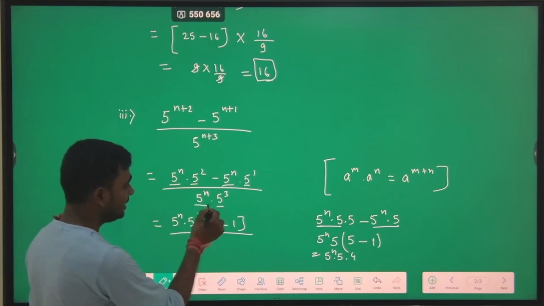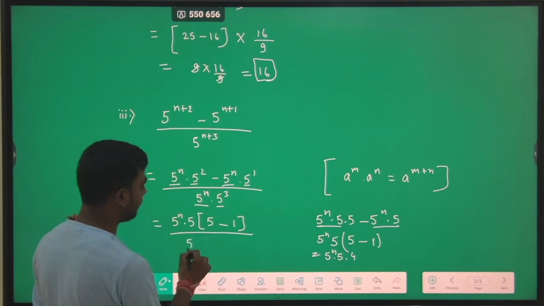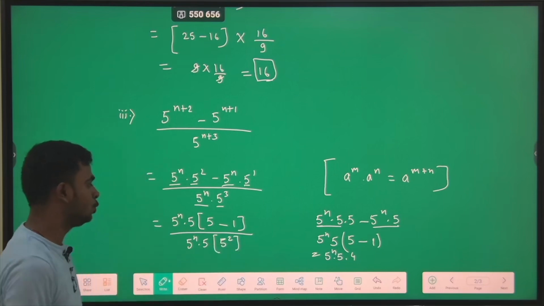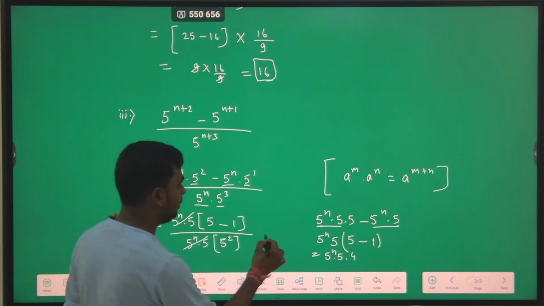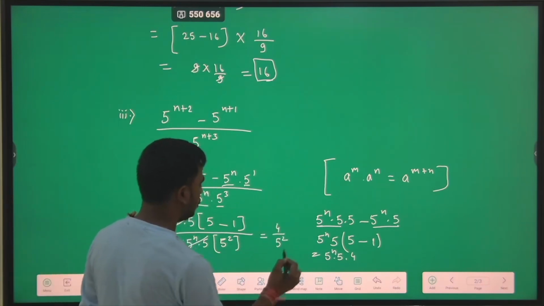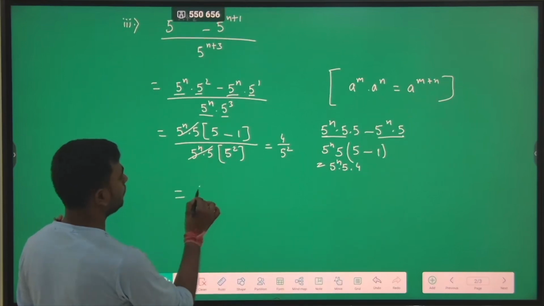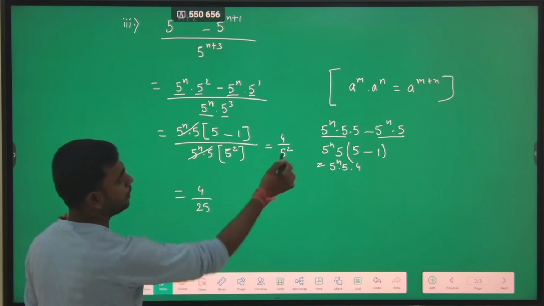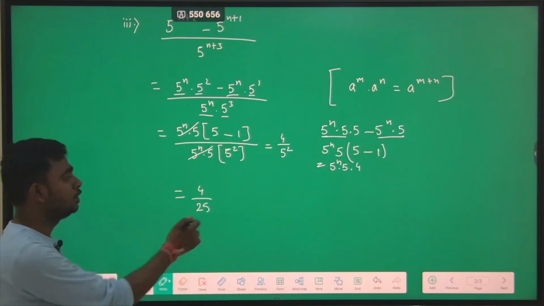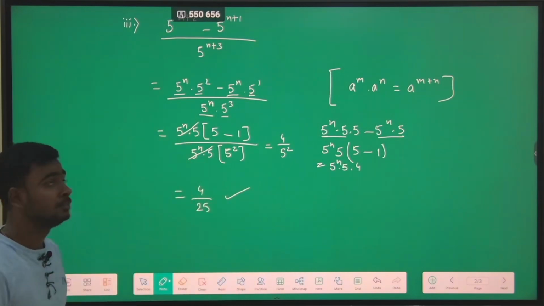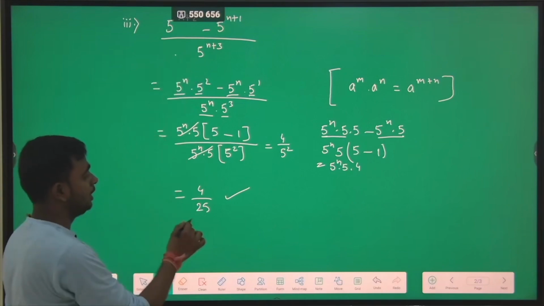Similarly from here also, if we are taking 5 to the power n into 5 as common, what we will get? We will get 5 to the power 2 as the other reference. So this 5 to the power n into 5 will get deducted and the value will be 4 upon 5 to the power 2. So this value will be 4 upon 25. 5 to the power 2 means 5 into 5, that is 25. So this will be the solved value of that number. For this the value is this.